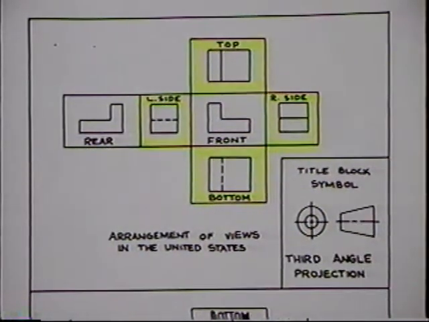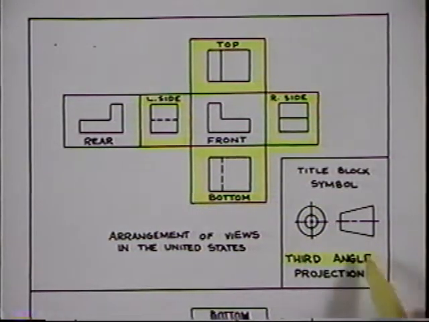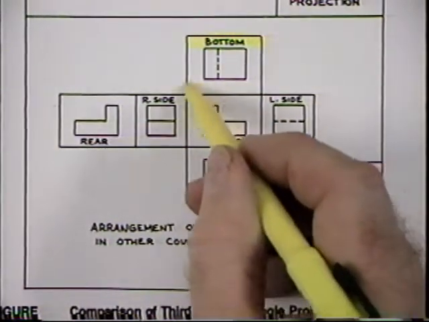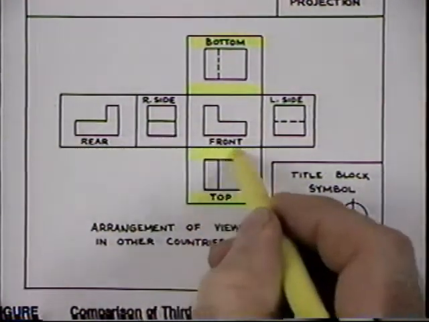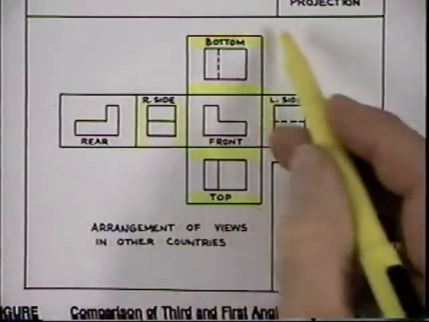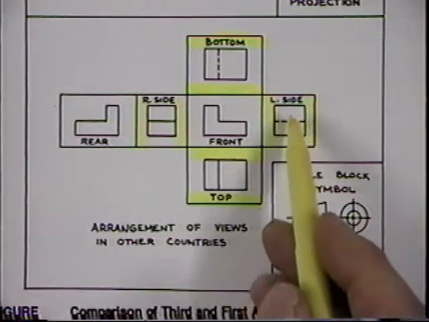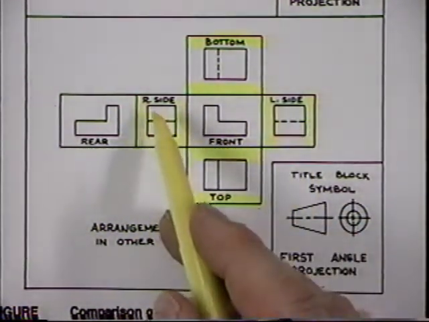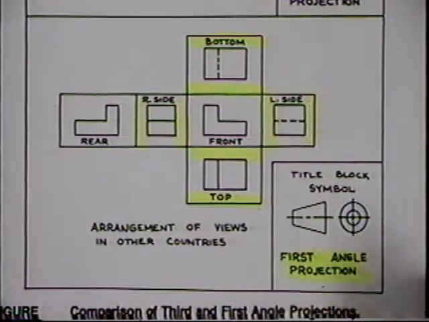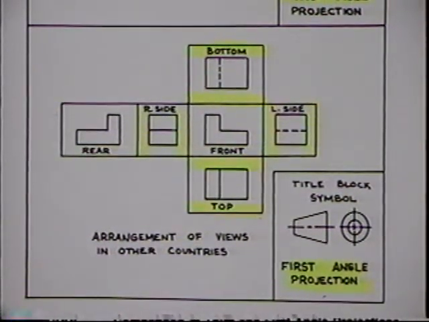and what we get is an arrangement in the foreign countries. This is known as United States projection, third angle projection, but in the foreign countries, the bottom view becomes the top view, the top view becomes the bottom, the right side becomes the left side, and the left side becomes the right. And when we rotate the part and make it look like this, where this becomes the left side, this becomes the right side, this becomes the bottom, this becomes the top, these four, when they exchange, this is known as foreign projection, or another name is first angle projection.